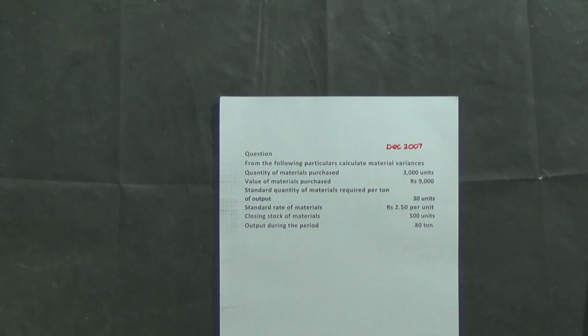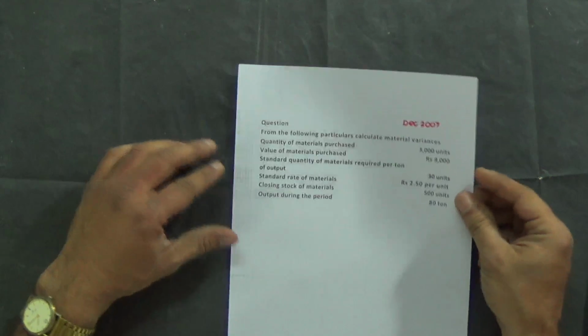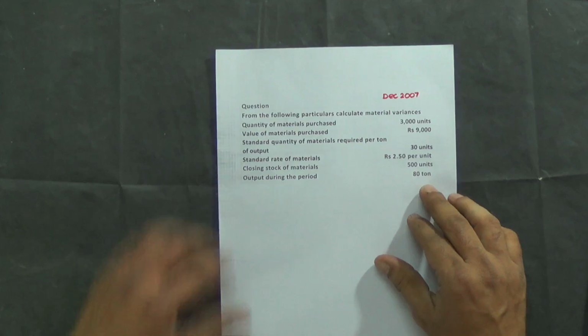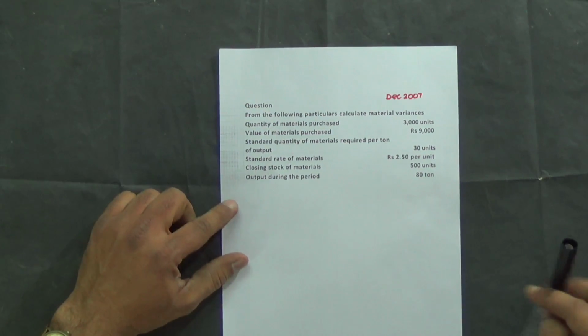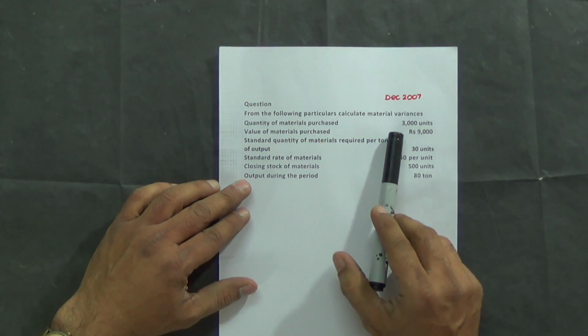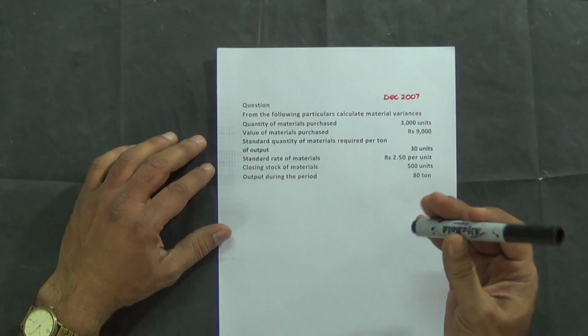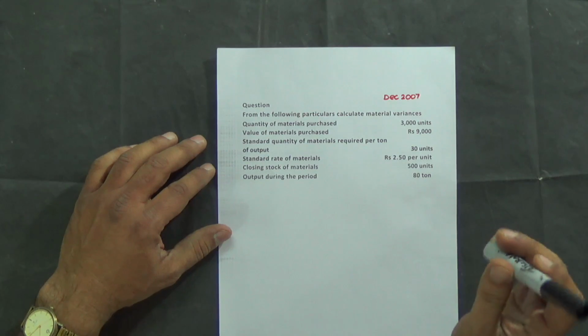This is a topic on the subject accounting for business decisions and IFRS. We are in accounting for business decisions, chapter standard costing, and this is an exam problem. Here the question is to find out the material variances. Material variances means differences between the standard cost and actual cost.